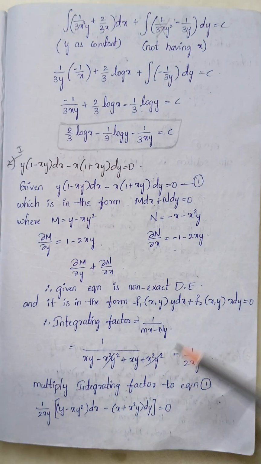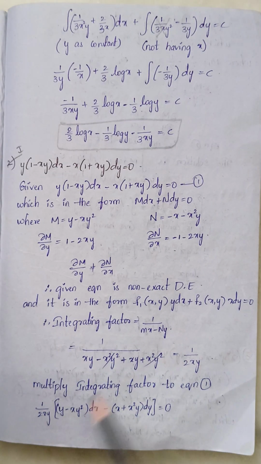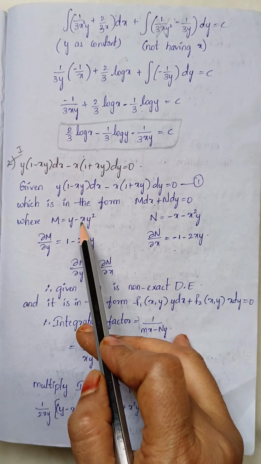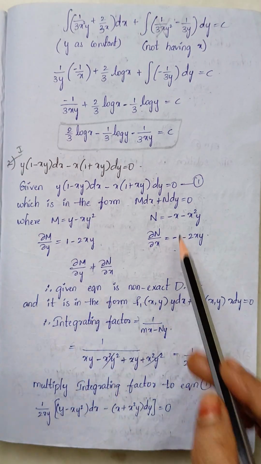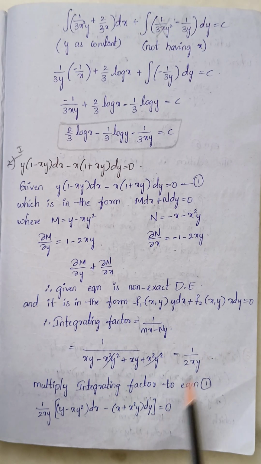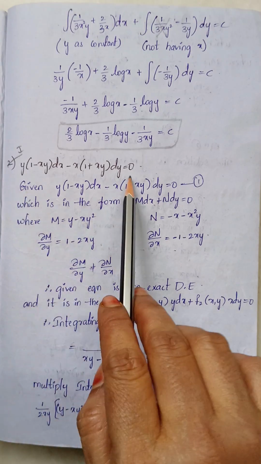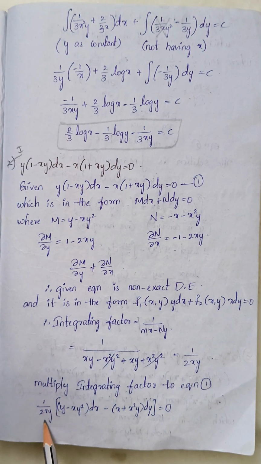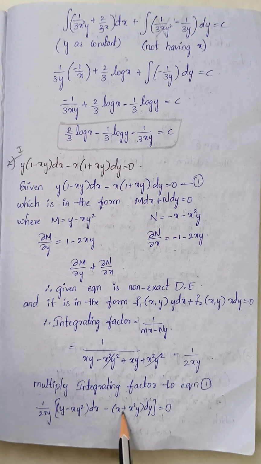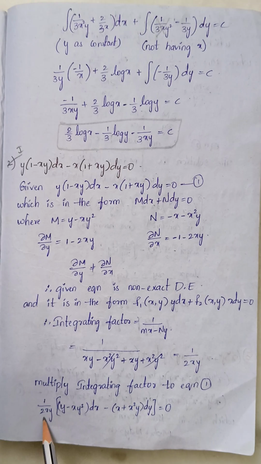Now the integrating factor will be 1/(Mx - Ny), and multiply M with x. M with x means xy, x squared y squared. Similarly for Ny, after cancellation you are getting 1/(2xy). Now multiplying this integrating factor to the given equation, then y divided by this means 1/(2x), here this by this, again split this, x by this and x squared y by this term.